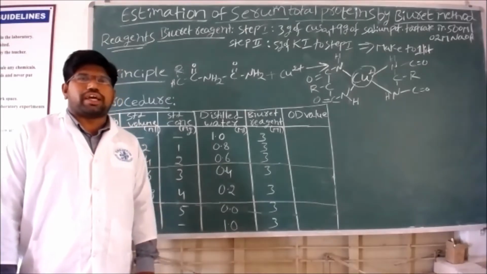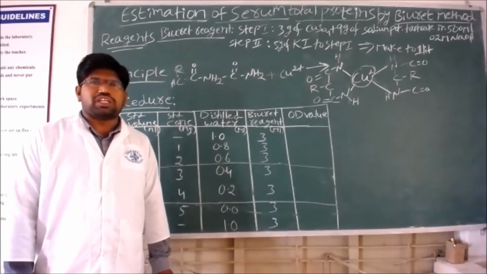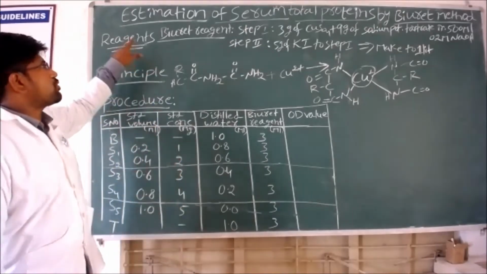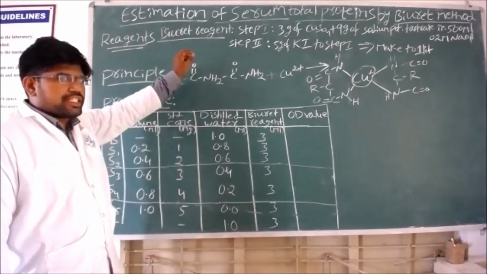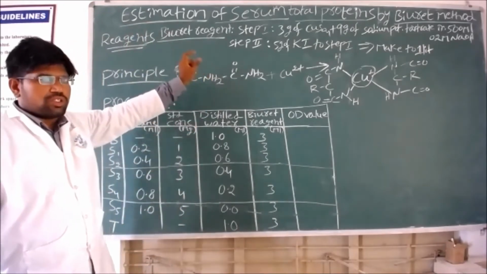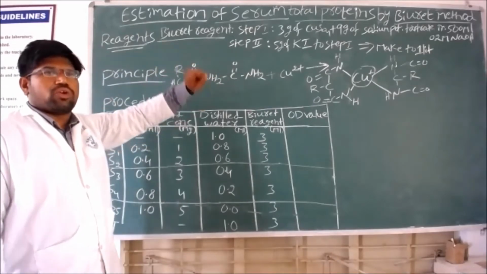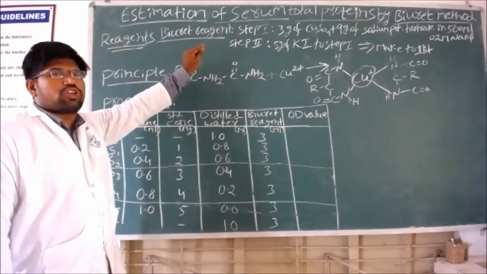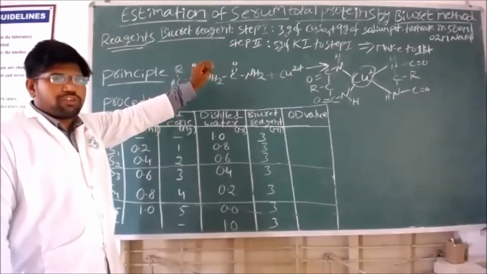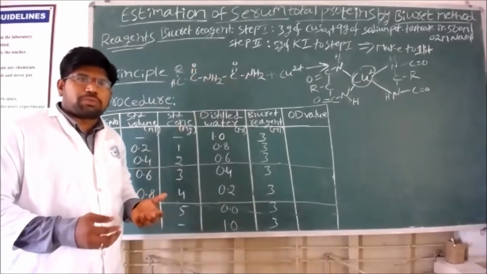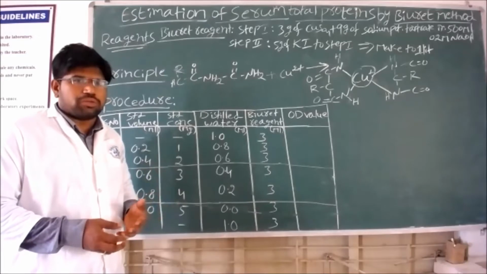So today, as part of our regular biochemistry practicals, I want to discuss the estimation of serum total proteins by the Biuret method. It is a quantitative experiment. With the help of Biuret reagent, we are going to quantify the amount of proteins present in the blood sample. Normally, protein is very important for maintaining the oncotic pressure and for transporting drug molecules to different parts of the body.